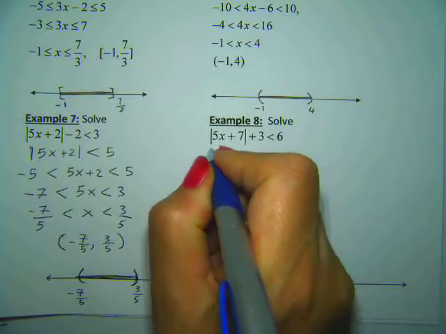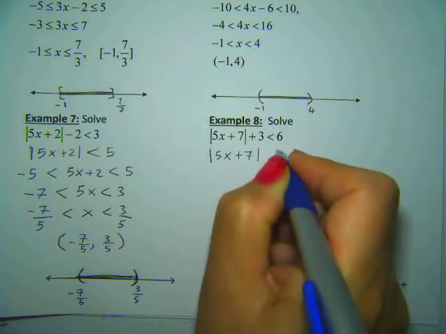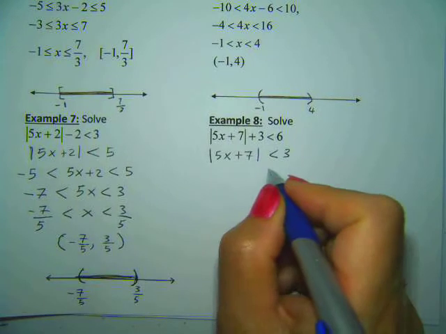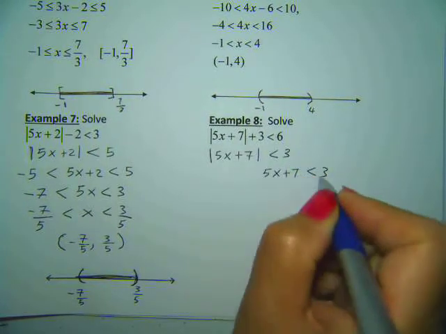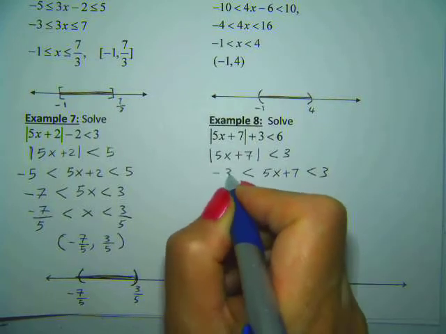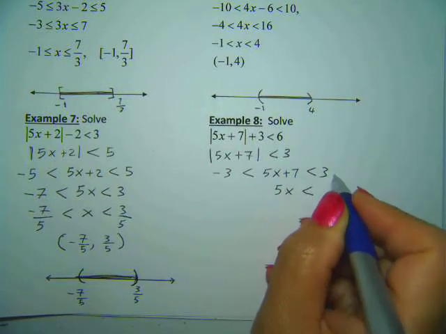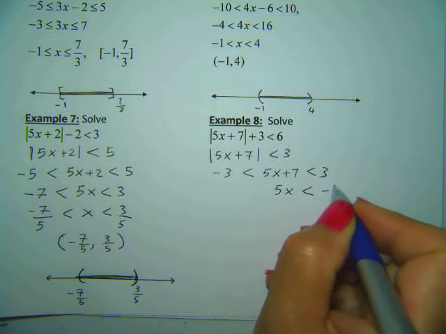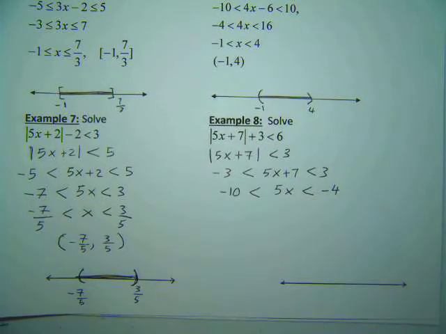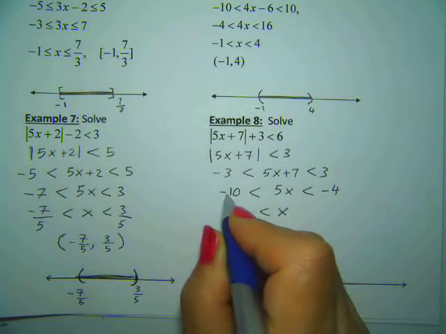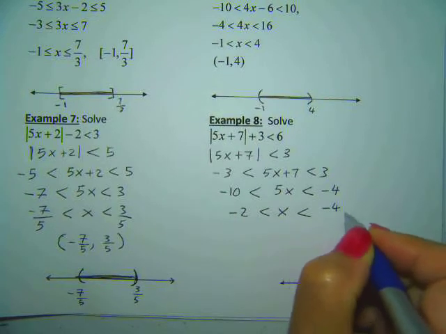Okay, same thing. First we need to subtract the 3, and then we're going to rewrite it: 5x plus 7 less than 3. So I rewrote it the exact same way and just added greater than negative 3. Subtract 7 from all sides. So 3 minus 7 is negative 4. Subtract 7 from both sides, and then divide by 5. So negative 10 divided by 5 is negative 2, and negative 4/5.